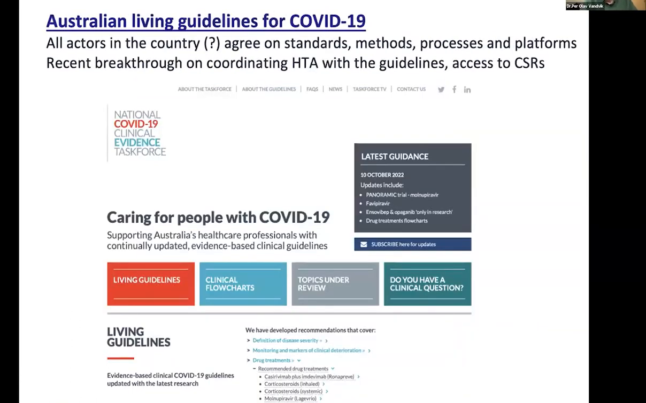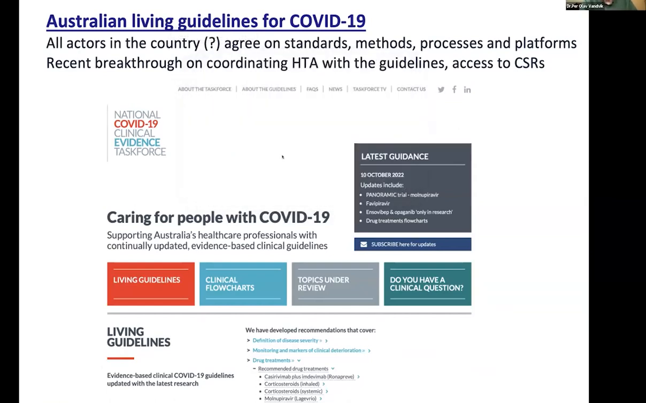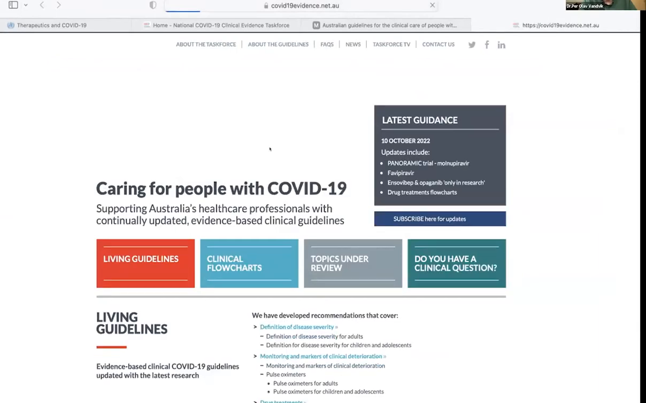I want to show you now live the Australian Living Guidelines for COVID-19. This picture shows their portal, but I'll show you how we now increasingly want to enhance dissemination of guidelines and living guidelines through different mechanisms.